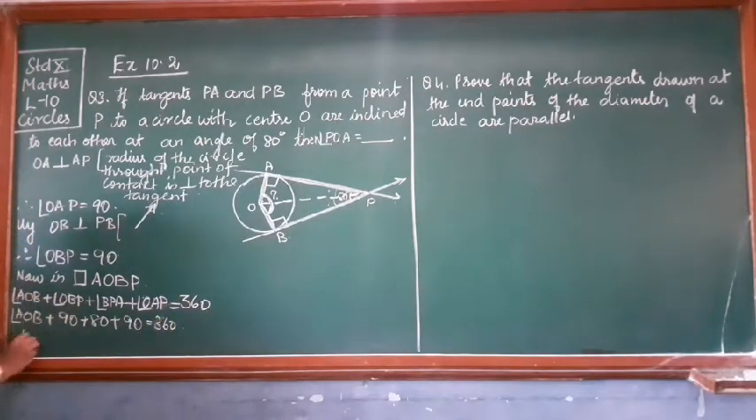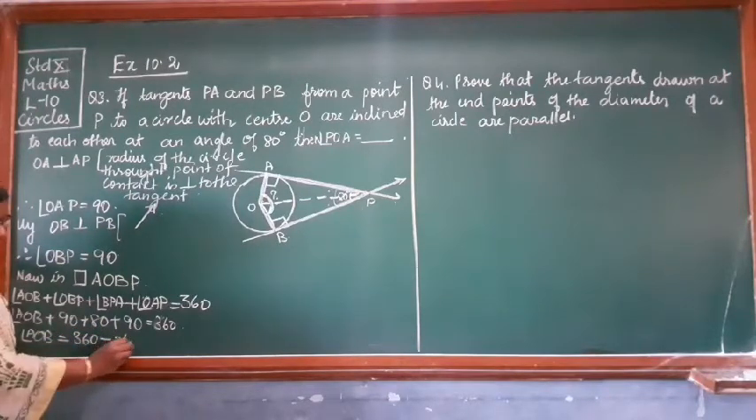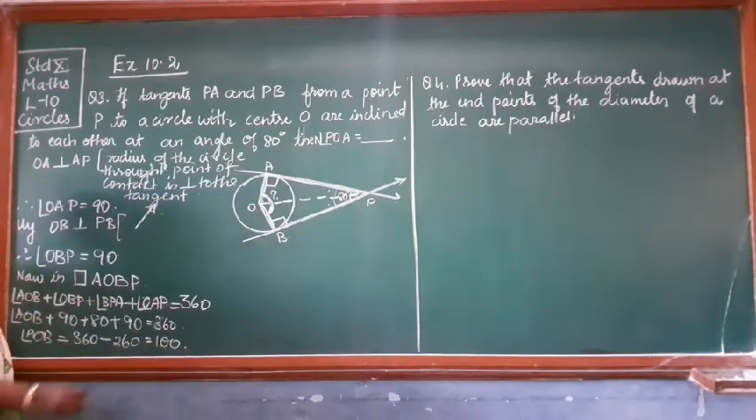ठीक है? So angle AOB will be equal to 360 minus, 90 plus 90 is 180, 180 plus 80 is 260. Okay, which is equal to 100. ठीक है?